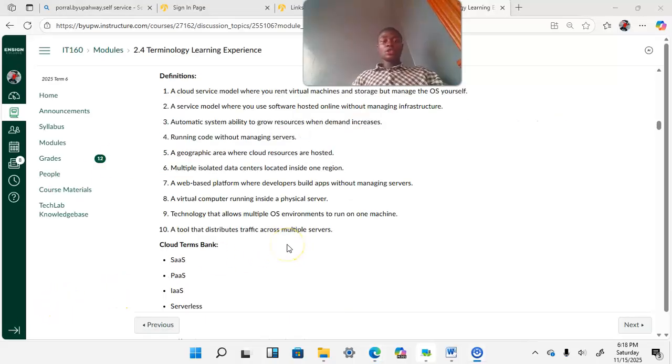Another terminology that I really love here, he asked the question: a guest operating system running inside of a physical machine, or a virtual computer running inside of a physical machine. We get to understand that this is the guest operating system, which has to do with virtualization. It is one of the components in virtualization, but it also contributes to cloud computing terms. Those are some of the terminology.